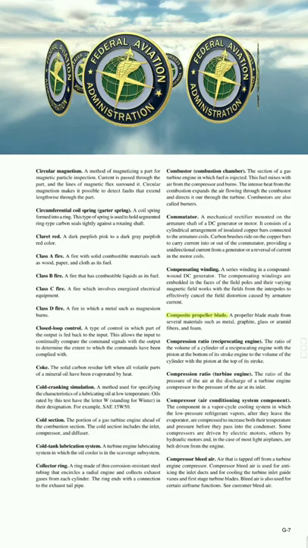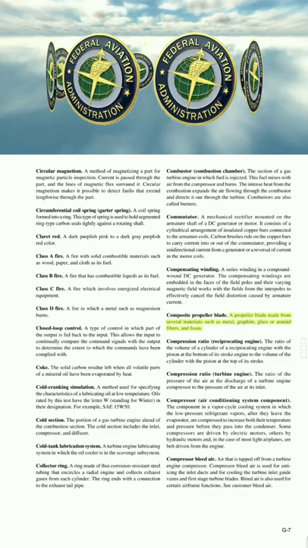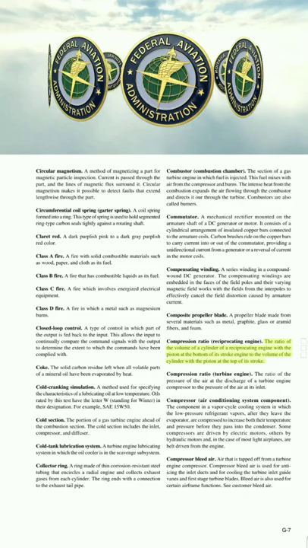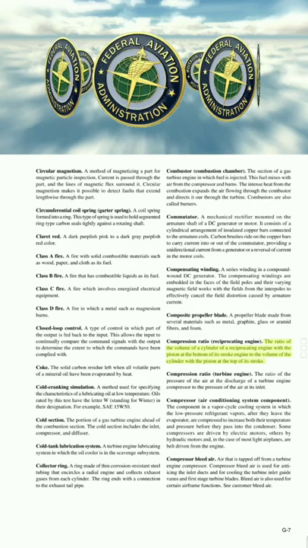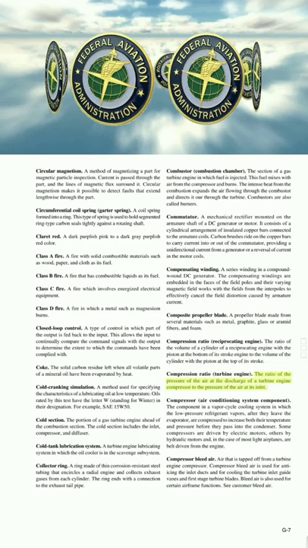Composite propeller blade. A propeller blade made from several materials such as metal, graphite, glass, or aramid fibers, and foam. Compression ratio, reciprocating engine. The ratio of the volume of a cylinder of a reciprocating engine with the piston at the bottom of its stroke to the volume of the cylinder with the piston at the top of its stroke. Compression ratio, turbine engine. The ratio of the pressure of the air at the discharge of a turbine engine compressor to the pressure of the air at its inlet.